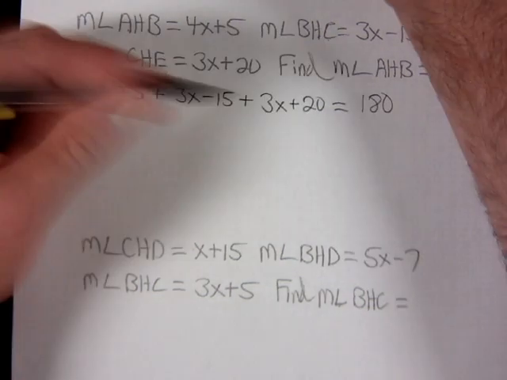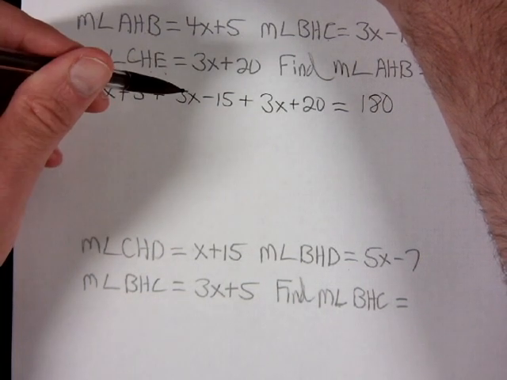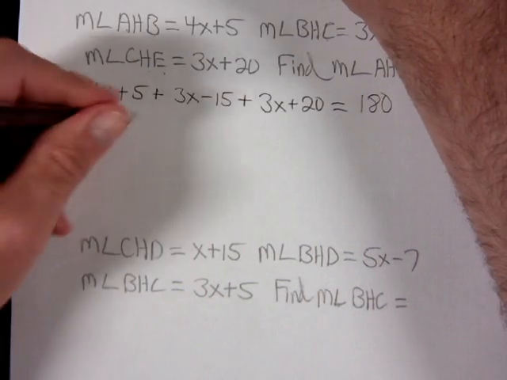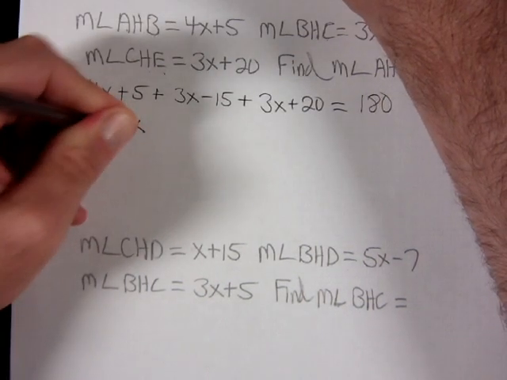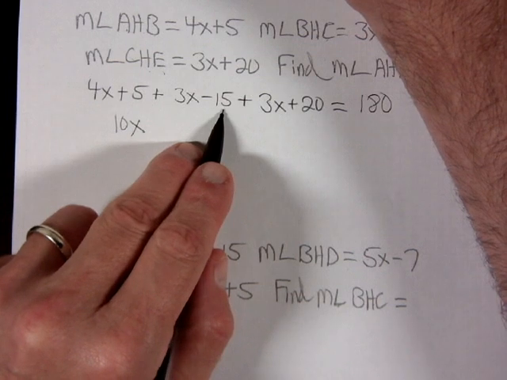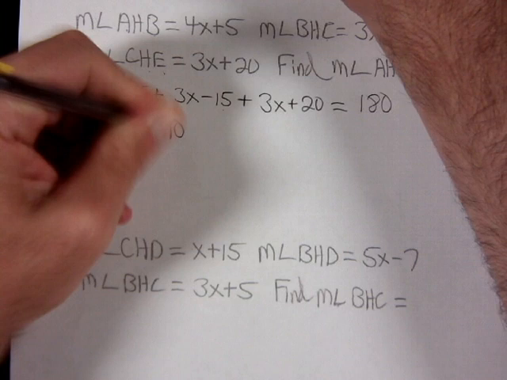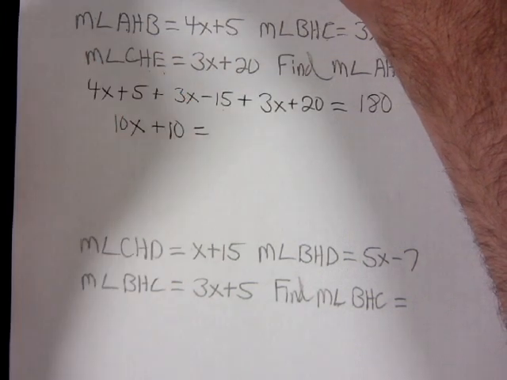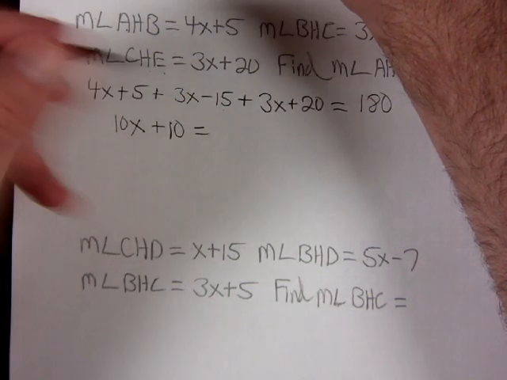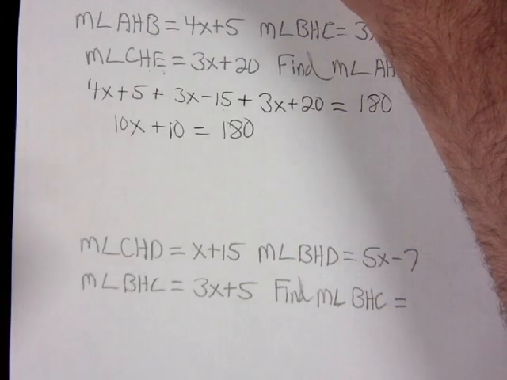All the x's are on the same side. I just need to add them together. 4x plus 3x is 7x, plus another 3x is 10x. Need to add the regular numbers together. 5 minus 15 is negative 10, plus 20 is plus 10. You can use a calculator to help you add those together and subtract them if you need to. Equals 180. So now I need to move the 10 over to the other side.